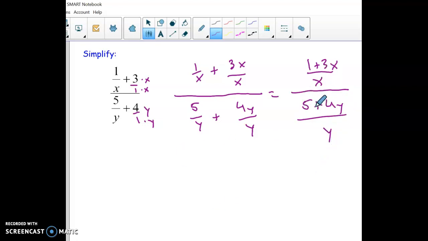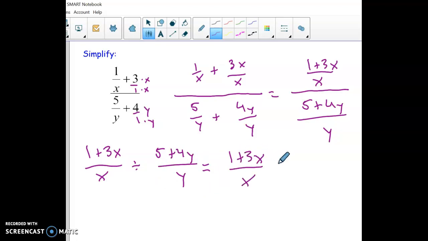Now I have a big division question, so I'm going to rewrite it with the division symbol. So I have 1 plus 3x over x divided by 5 plus 4y over y. Multiply by the reciprocal of the second one. So keep the first fraction, to multiply, and then the reciprocal. So let's flip it on the second one.